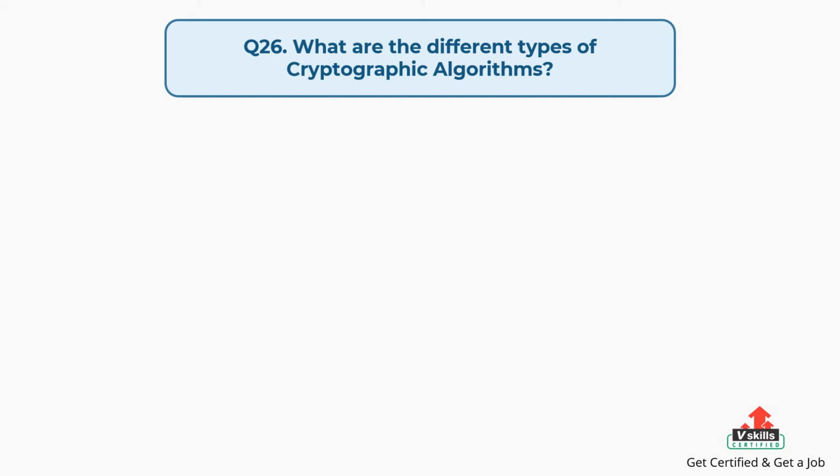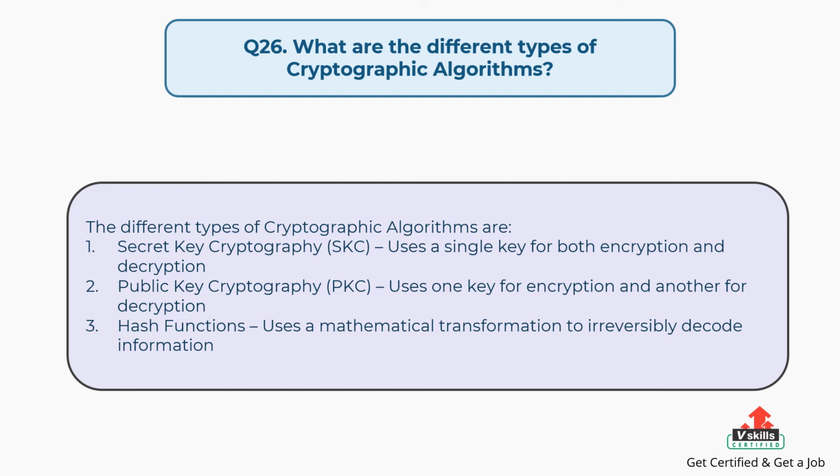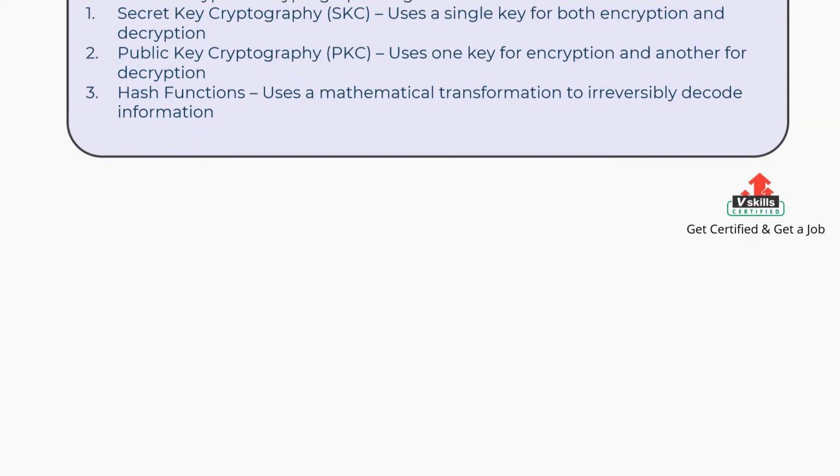Question number 26. What are the different types of cryptographic algorithms? The answer is: the different types of cryptographic algorithms are: secret key cryptography, which uses a single key for both encryption and decryption. Public key cryptography, which uses one key for encryption and another for decryption. Hash functions, which use a mathematical transformation to irreversibly encode information.